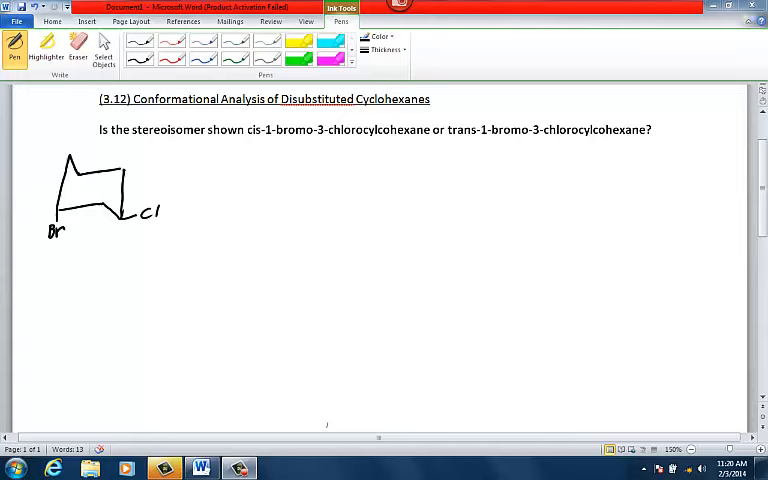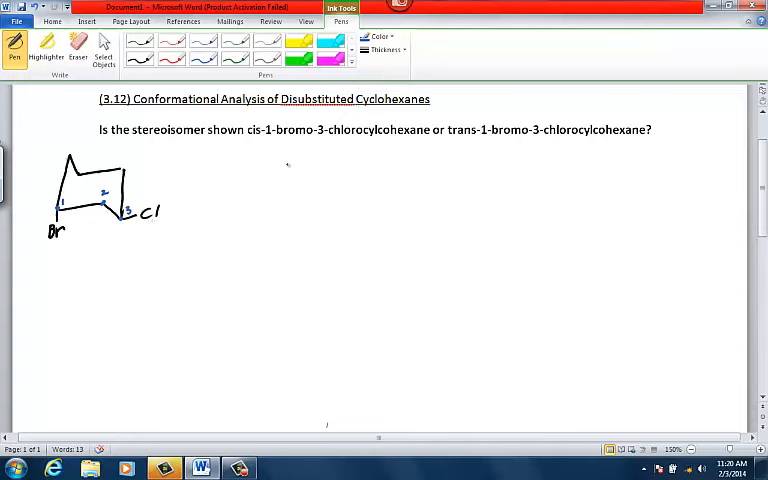Here we're going to look at another example from section 3.12, conformational analysis of disubstituted cyclohexanes. And here we've shown a chair representation. You might notice that if we say this is carbon 1, 2, 3, on carbon 1 we have a bromine, on carbon 3 we have a chlorine.